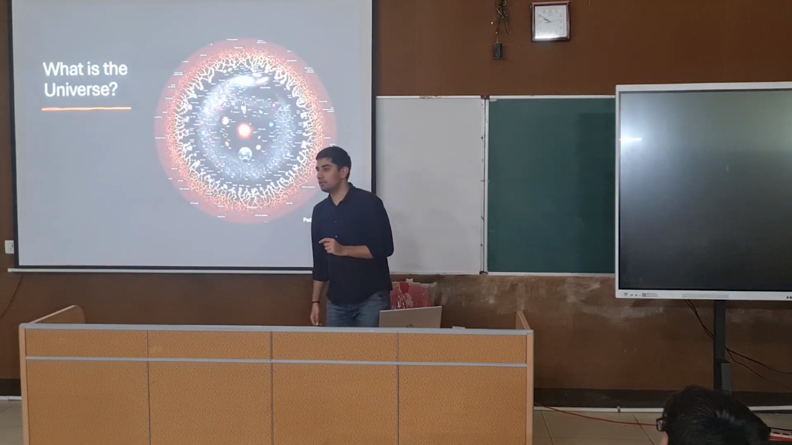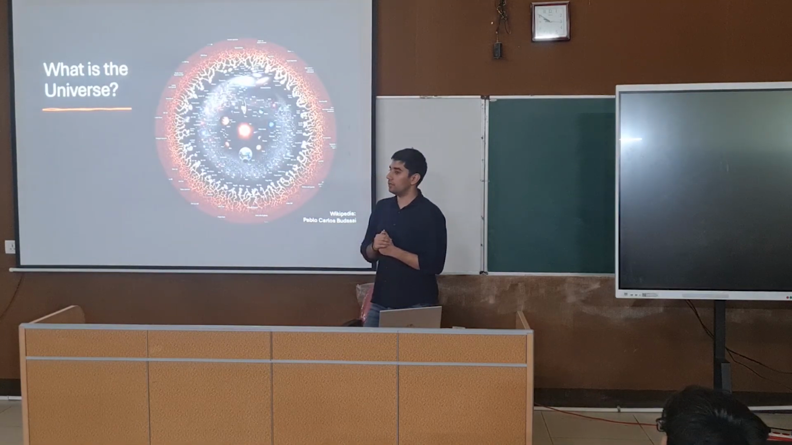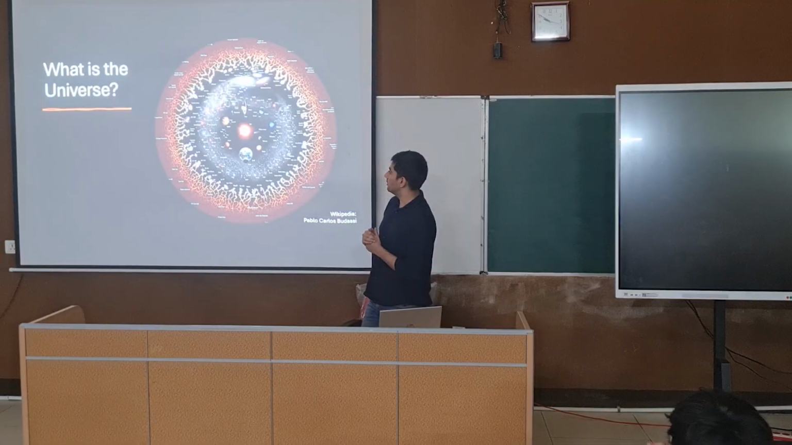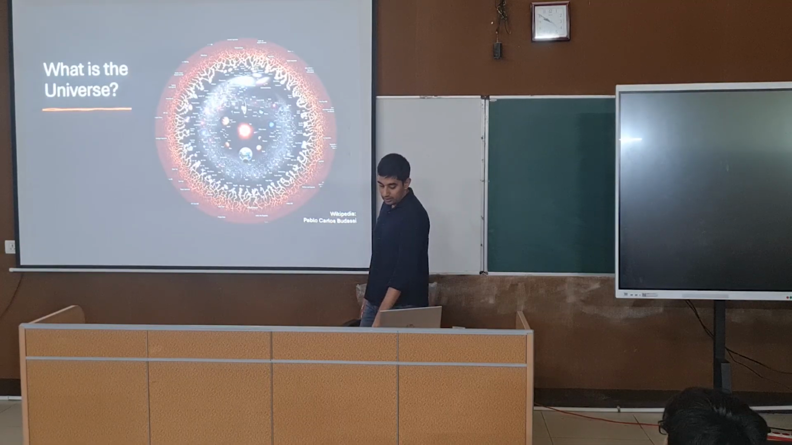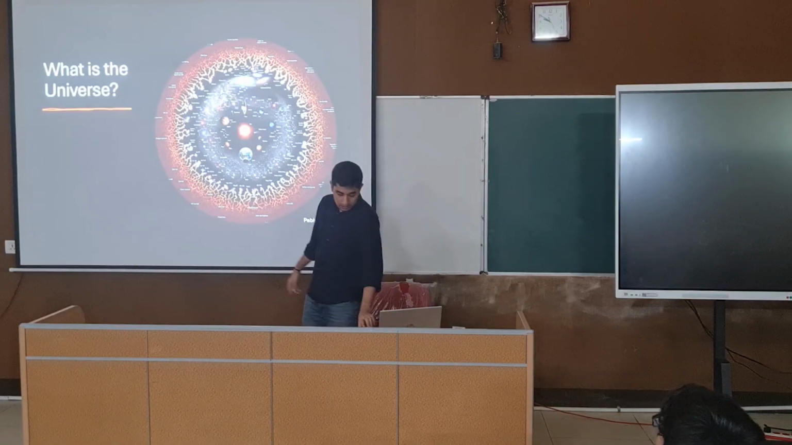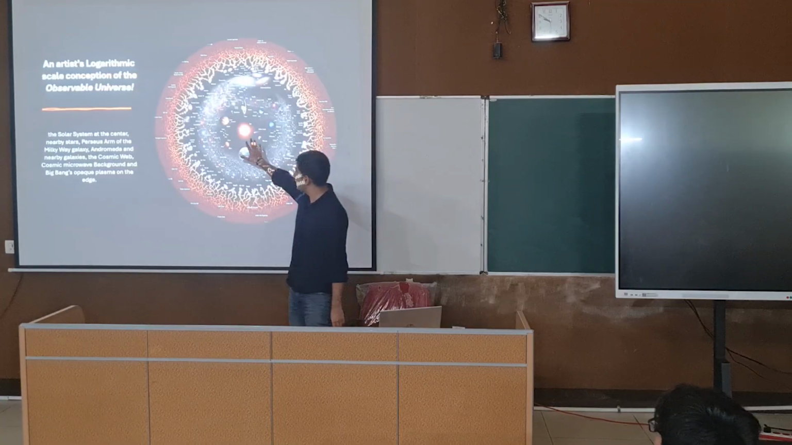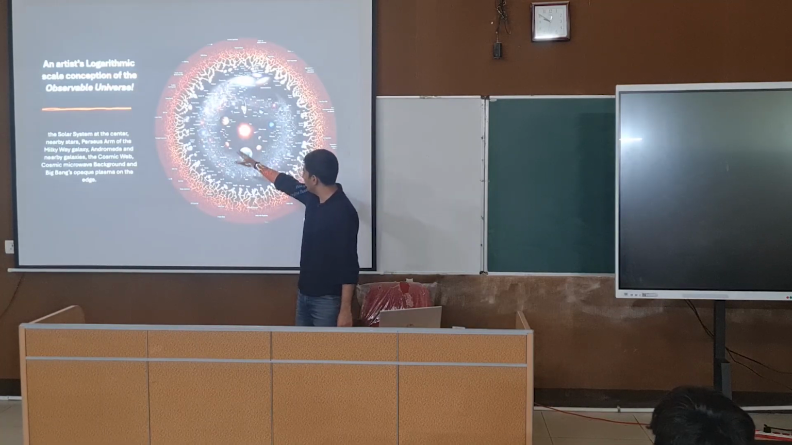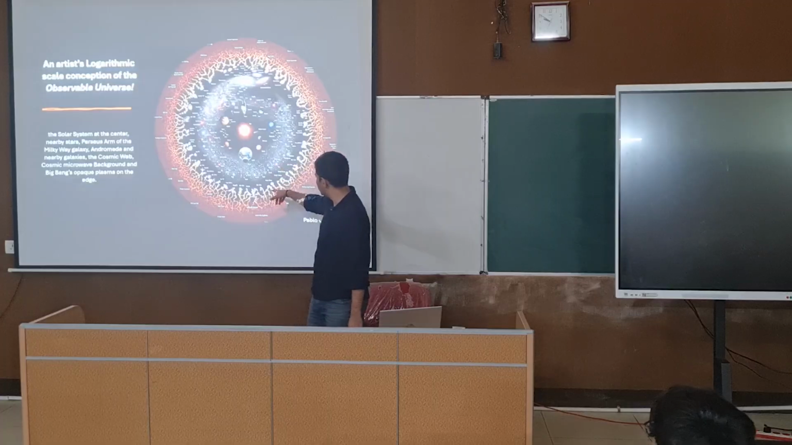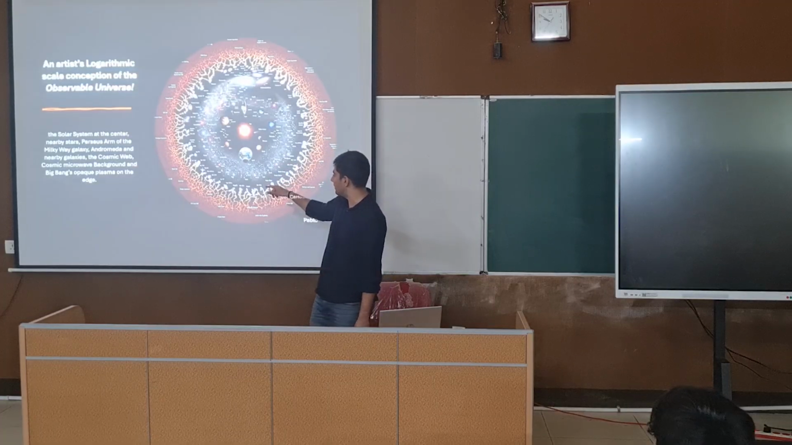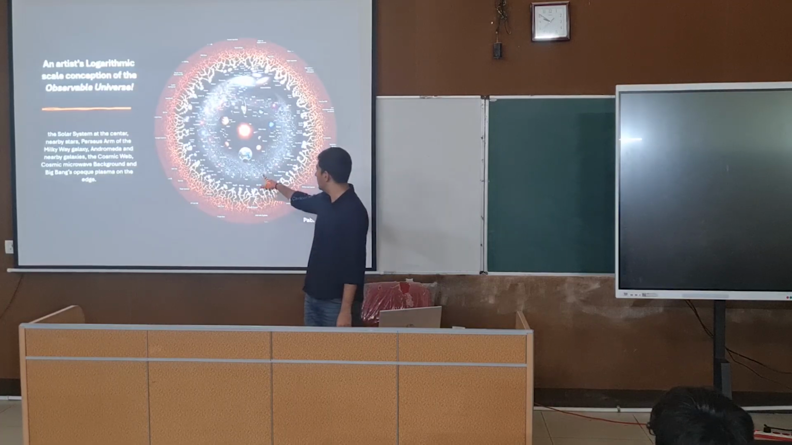And this is one of our current understandings of the universe. So this is the entire observable universe. We'll come back to what the observable universe is later, but for right now, you can see it's a logarithmic interpretation. So you have the sun, the solar system, around which we have the stars. You can't see the names of the stars, but they are labeled very well in this image.